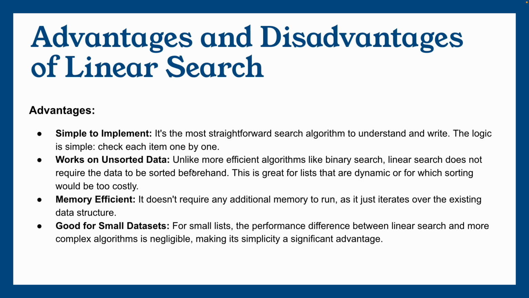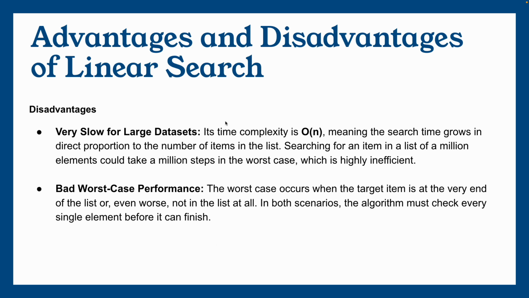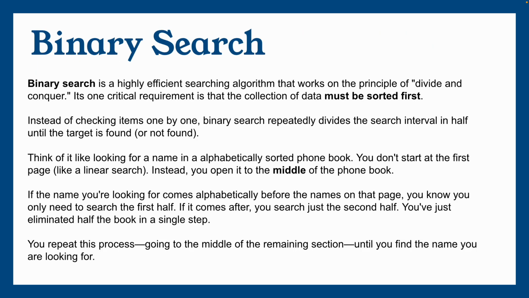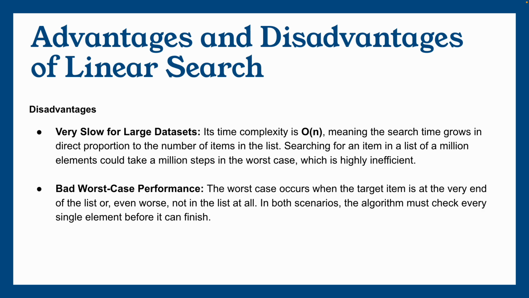So it's good for small data sets, but for very large data sets it's very slow, because its time complexity is O of n, meaning the search time grows in proportion to the number of items in the list. If we were searching for an item in a list of 1 million items, that would take, in the worst case, 1 million steps, which is quite inefficient. The worst case performance is when the target is at the very end or not in the list, and as we said, it needs to go through every element. Those are some of the disadvantages of linear search.